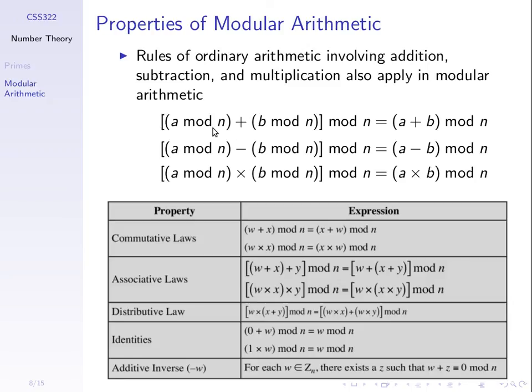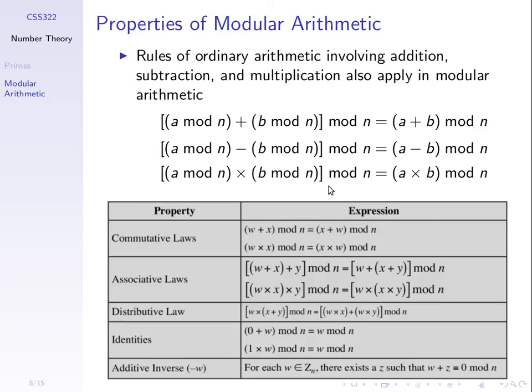And actually, it makes life easier in terms of implementing different algorithms. For example, (A mod n plus B mod n), all mod n, is the same as A plus B mod n. Similar for subtraction and especially for multiplication. A times B mod n is the same as (A mod n times B mod n), all mod n. Those rules apply, and some of the others listed down there: additive inverse, distributive law, associative law, and so on. But this one is useful.